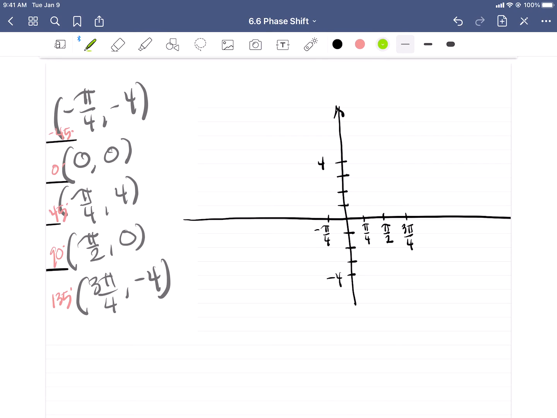So plot your points. And there you go. And then we'll continue with this pattern, counting by pi over 4s. So adding another, or subtracting. So if I'm going to go to the left, I'm going to add negative pi over 4. So this would be negative pi over 2. This would be negative 3 pi over 2. No, it wouldn't. It'd be negative 3 pi over 4.